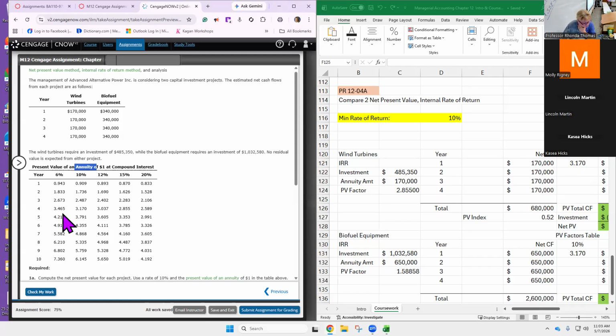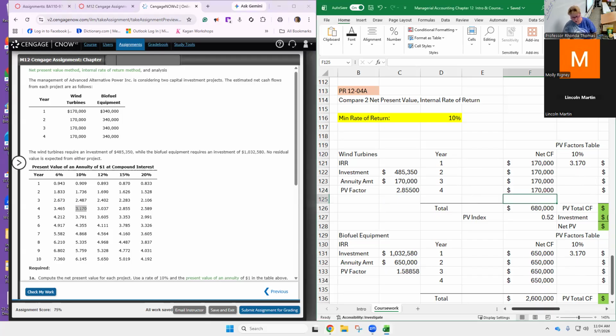So when I get to 4 and 10%, here is my present value factor of an annuity. I'm going to key that in, and that's going to go in my first row. It's 3.170. And I'm only going to use one because remember, this is 4 years. The present value factor of these 4 years worth of cash flows has got to be under 4, because we're looking at 4 years into the future.